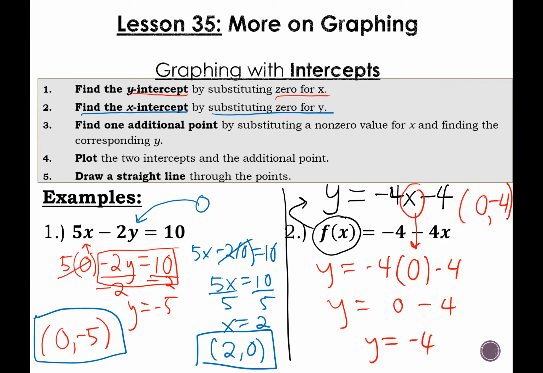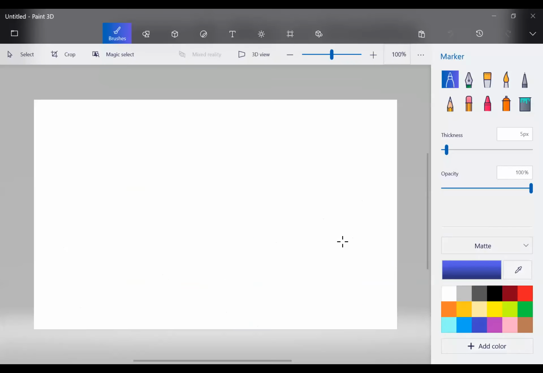Okay, good. Now I'm a little short on space here, so I am going to switch us over. For some reason my whiteboard function is not working, so I'm going to take us to Paint. I just need a white space to write in. Here we are. We just found that our y-intercept was 0, negative 4. What we're trying to find next is our x-intercept.